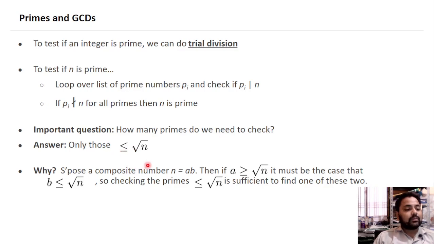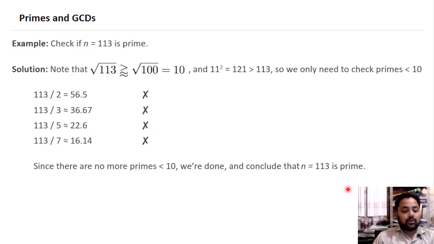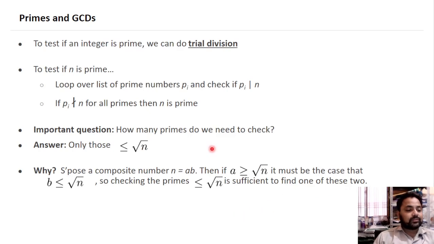Suppose a composite number n equals ab, then if a is greater than or equal to the square root of n, it must be the case that b is less than or equal to the square root of n. So checking the primes less than or equal to the square root of n is sufficient to find one of these two given numbers a and b.